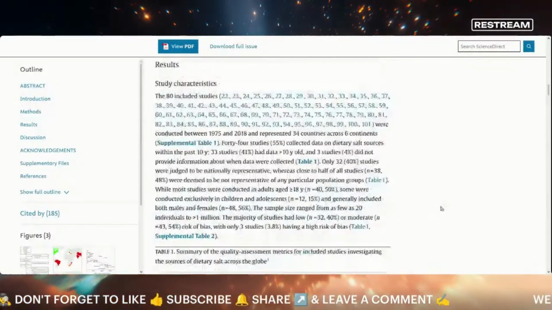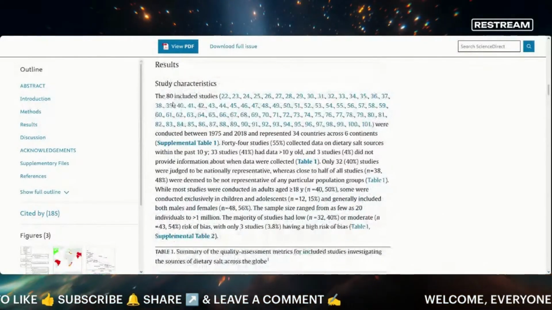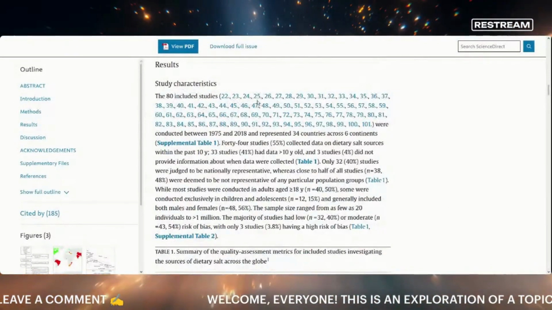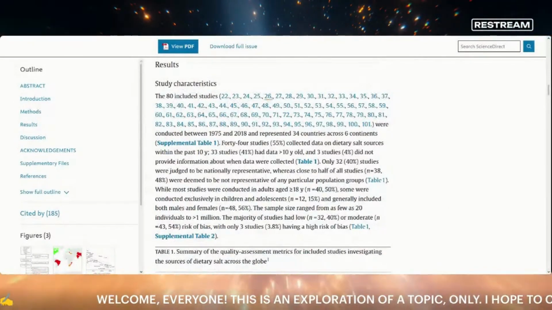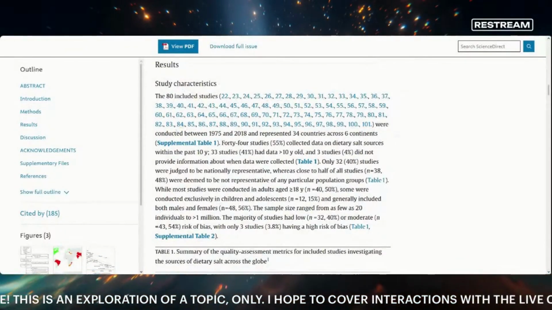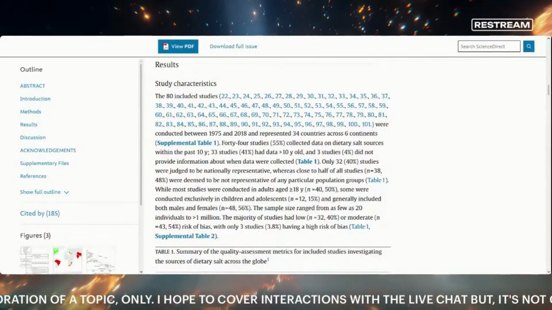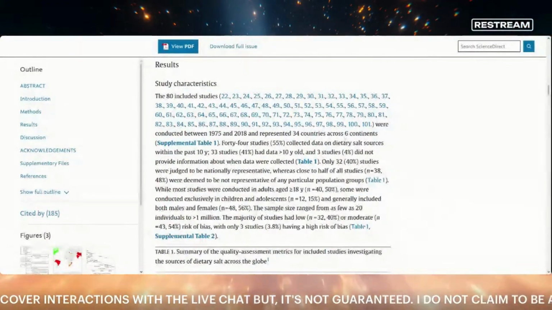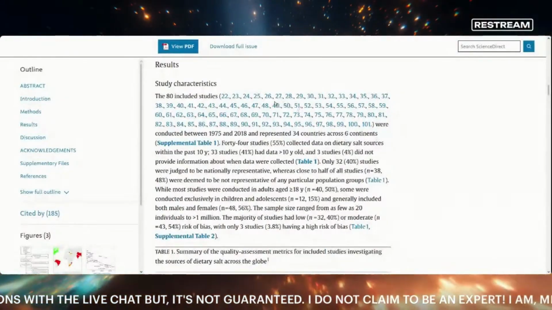Results. Study characteristics. The 80 included studies 22, 23, 24, 25, 26, 27, all the way through to 101, were conducted between 1975 and 2018 and represented 34 countries across 6 continents.